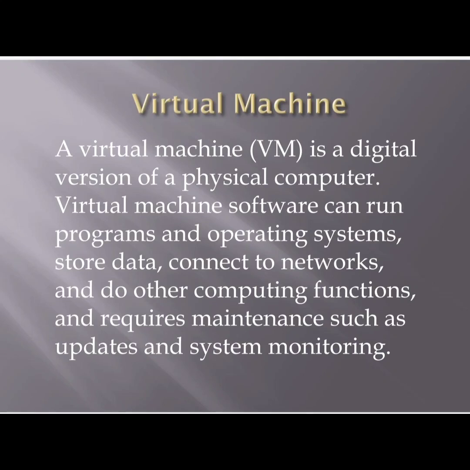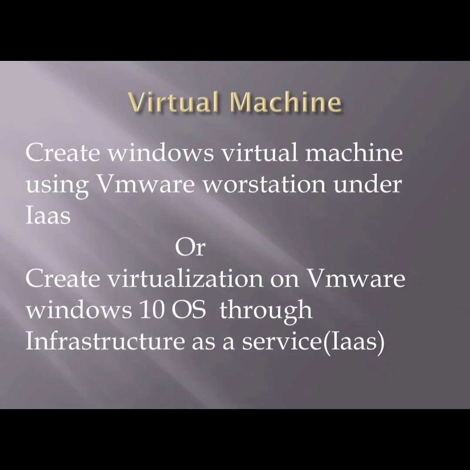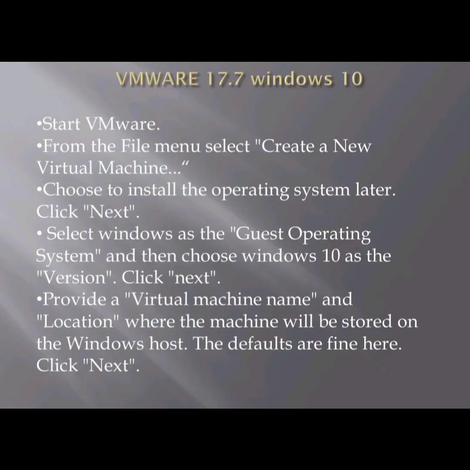A virtual machine is a digital version of a physical computer. Virtual machine software can run programs and operating systems, store data, connect to networks, and do other computing functions, and requires maintenance such as updates and system monitoring. And how to create a Windows virtual machine using VMware Workstation under Infrastructure as a Service.